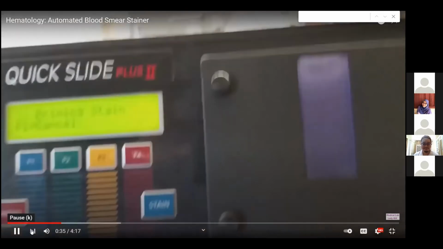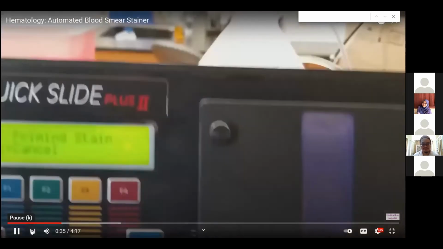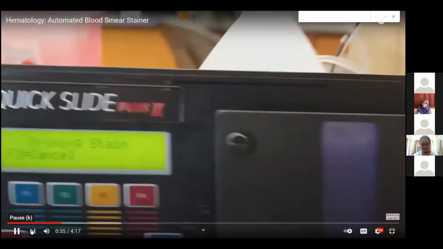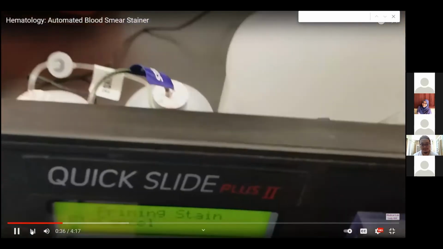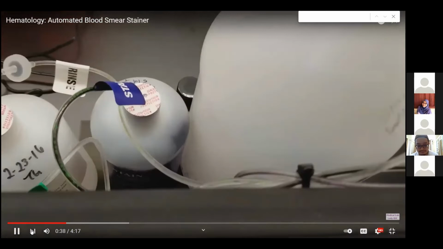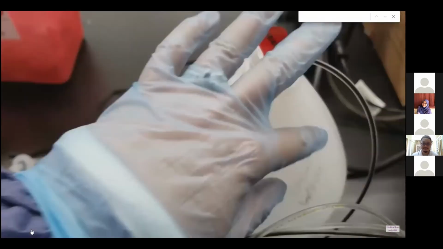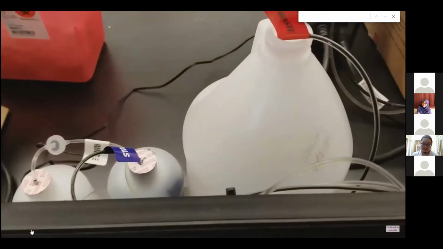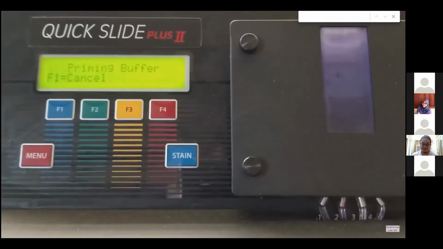So right now it's priming the stain line. They have the stain in the bottles with the wires. Maybe they have a pump. Everything that goes in comes out as waste and ends up in the liquid waste, and that is not something you're going to dump down the sink. So make sure the system is clean, and tell your professor when it's full.